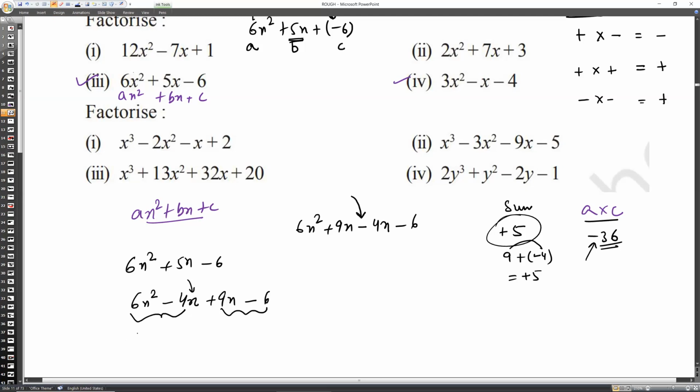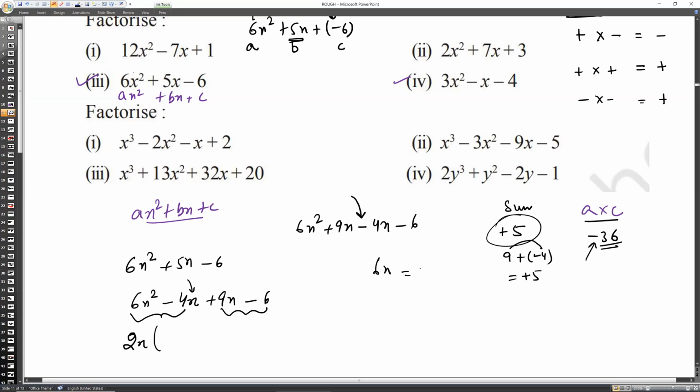6 and 4, what can you take maximum as common, Aris? Yes, 2x. And then what is the remaining term? 2 is also here, 2 is also here. x we have taken. So what is remaining? So you can split it this way, 6x.